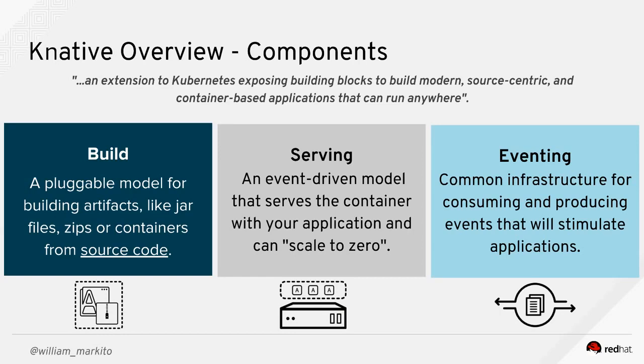The three extensions, the three modules that are part of Knative, are build, serving, and eventing, where build is about building your source code into an artifact. That could be a jar, a zip file, or a container. Of course, to run in Kubernetes, we're talking about containers here, but that's the idea of coming from source and going to something executable. And then you have serving. Now that I have that container, that application built, I've got to serve that application some way.